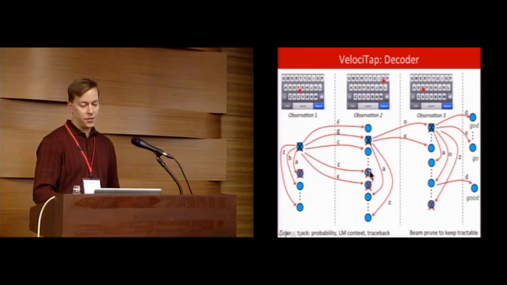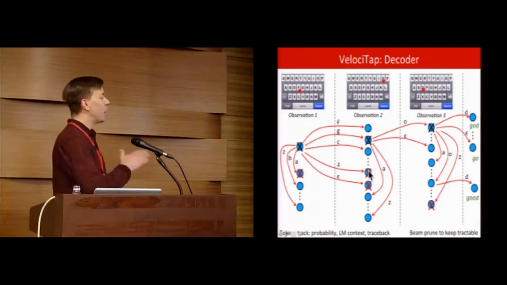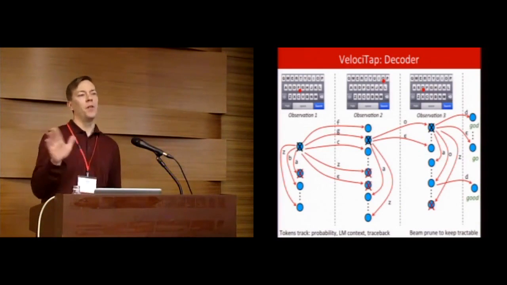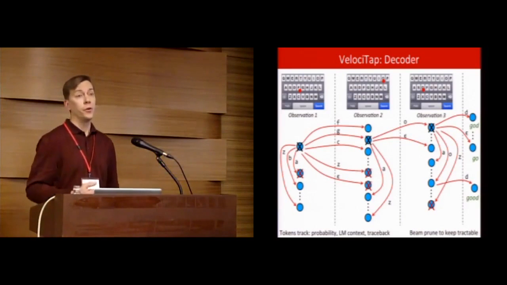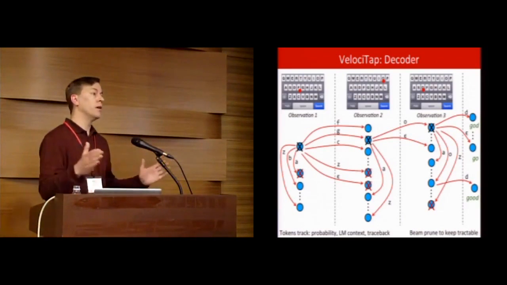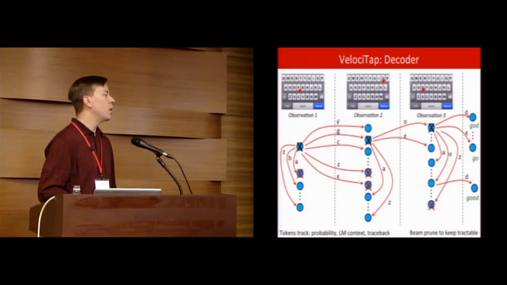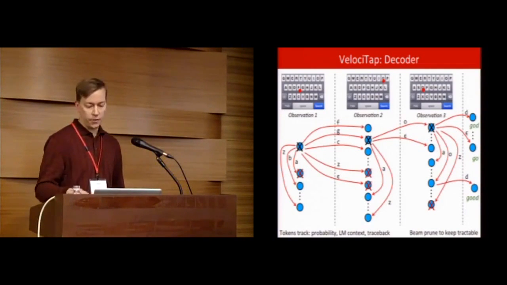Maybe this Z token here was going to be the comeback token of the century, but at some level we say, okay, you've become too improbable, we're going to prune you, okay? And so it's this beam width that lets VelociTap control the speed-accuracy trade-off of the decoding process.